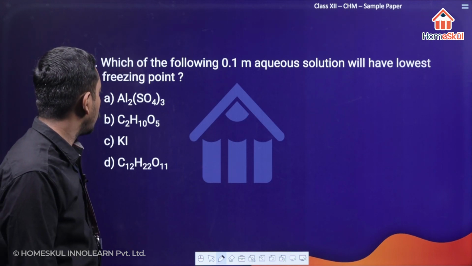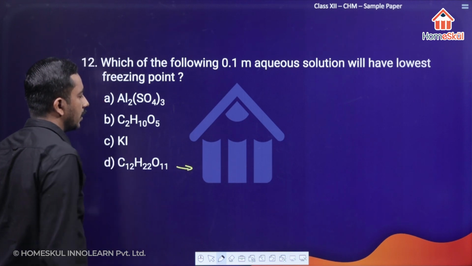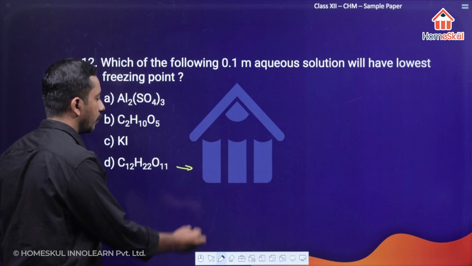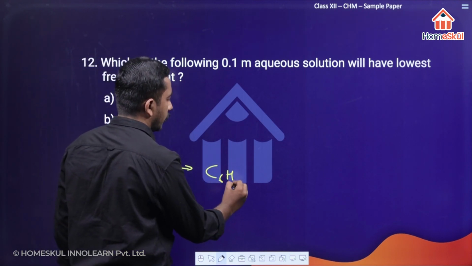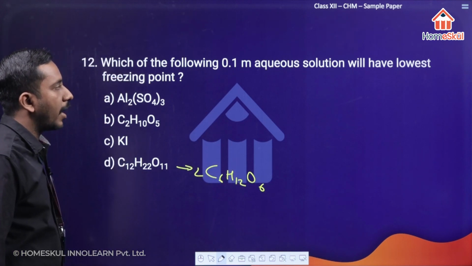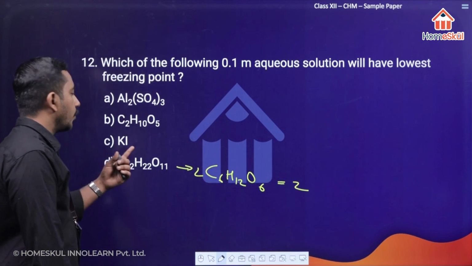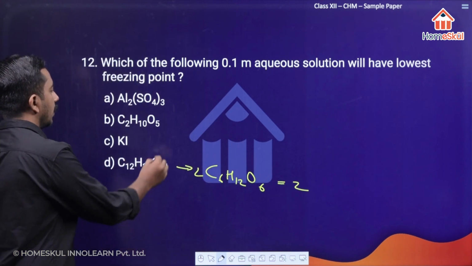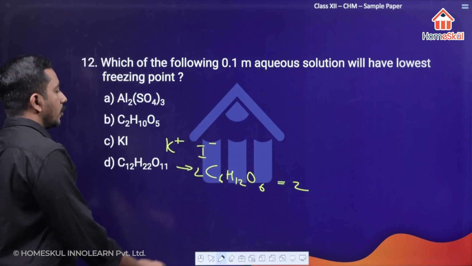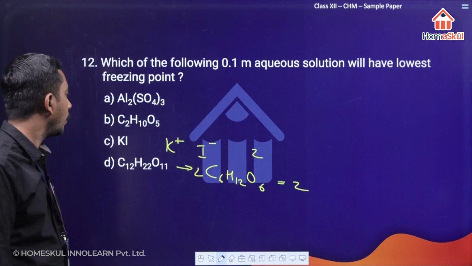So let us see how these compounds are going to dissociate. The first one is a sucrose molecule. So that will dissociate to give you 2 monosaccharide units, that is glucose and fructose. So we will have C6H12O6, 2 molecules. So here the value of van't Hoff factor i will be equal to 2. And similarly, if you take potassium iodide, that is going to dissociate into the corresponding ions K+ and I-. So there also the value of van't Hoff factor is going to be 2. So we will have 2 ions obtained from one single molecule.